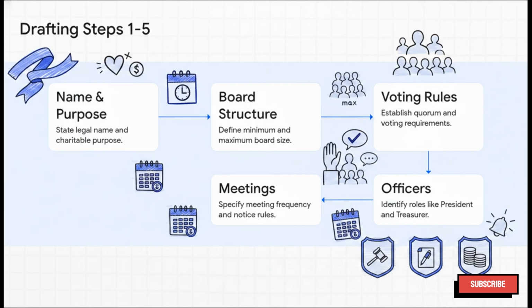That simply means the minimum number of board members who absolutely must be present to legally take a vote. Step 4, officers. You'll need to name your required roles, which are usually a president, a secretary, and a treasurer. And step 5, meetings. Just write down how often the board is going to meet, like quarterly or annually, and exactly how much notice they need before that meeting happens.